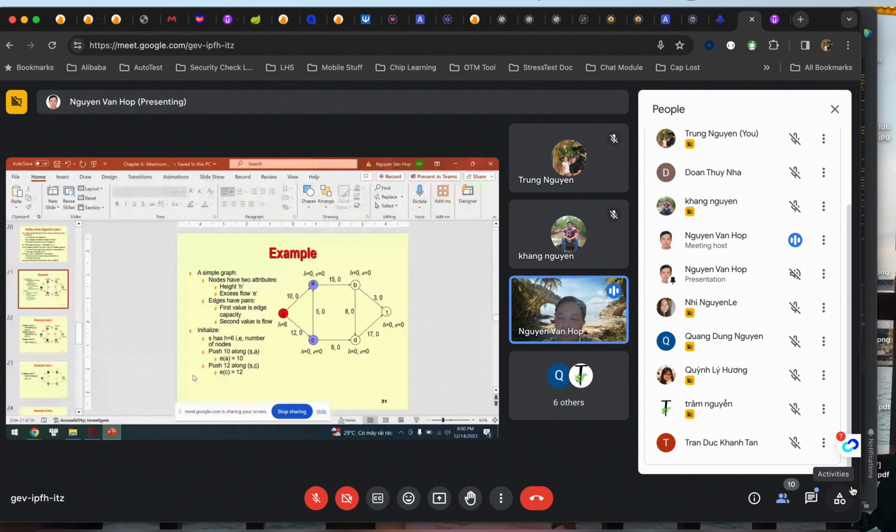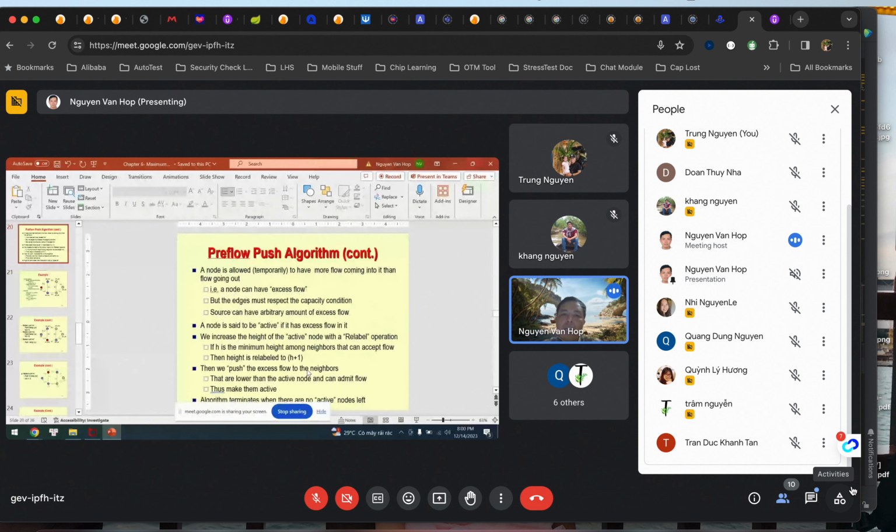First of all, remember that you need to know the excess flow, right? Excess flow first. The second one is the active node. An active node is a node, not the terminal node, that has excess flow. And relabel means that we rise up the node's height. That's relabel, okay, the height.